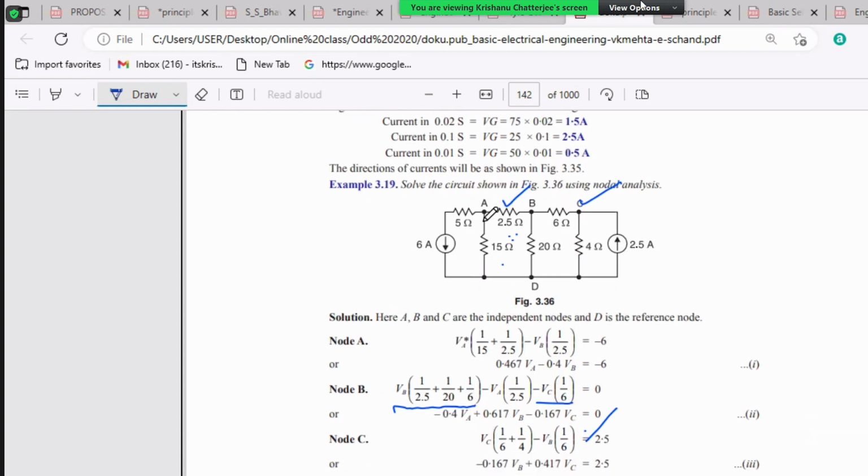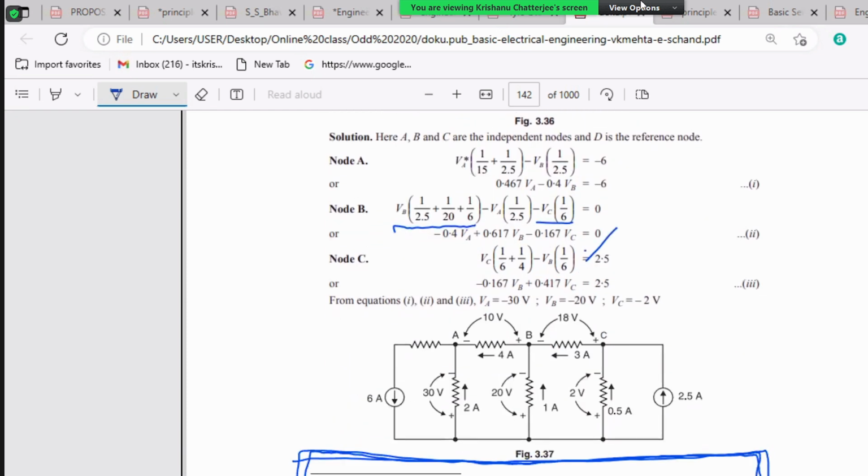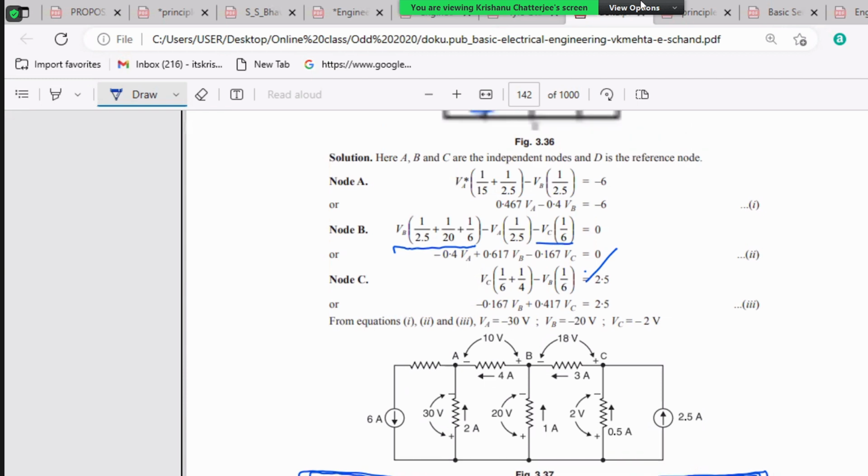The thing is, this 2.5 and this 15 are taken, but this 5 is not taken. There is an exception: if this 5 is directly connected to the source, we don't take that 5 ohm. Whatever resistance is over there, it can be 5, 100, 1000, 0.2, whatever resistance is given. The 5 ohm is omitted from the equation for node A because it is in series with the current source. Whenever a resistance is in series with the current source, we simply omit it in the calculation.